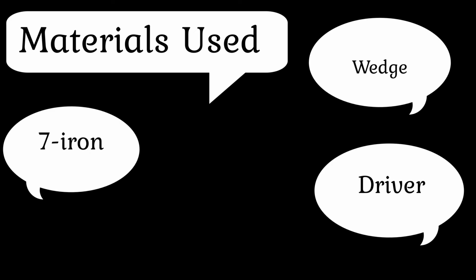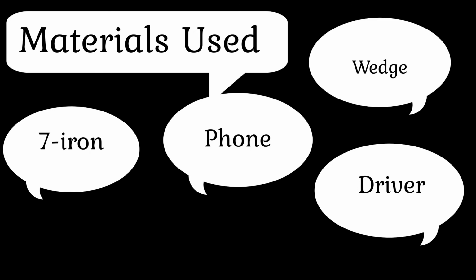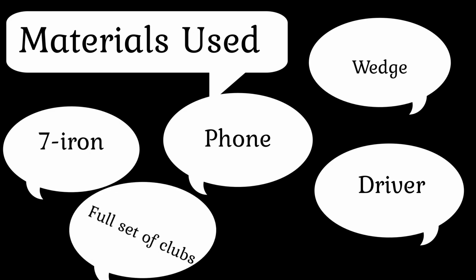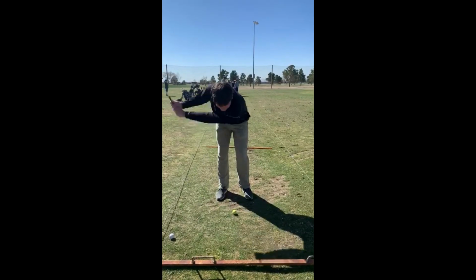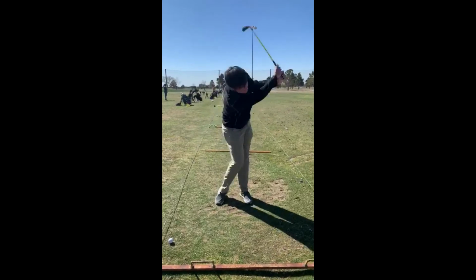We also used a cell phone in order to record different shots of Austin hitting golf balls. We had to have a full set of clubs in case we needed to change the angle by changing the club itself. This is a shot of Austin hitting the ball in slow motion. Now here is a sped up version so you can see how the fluid motion looks like.